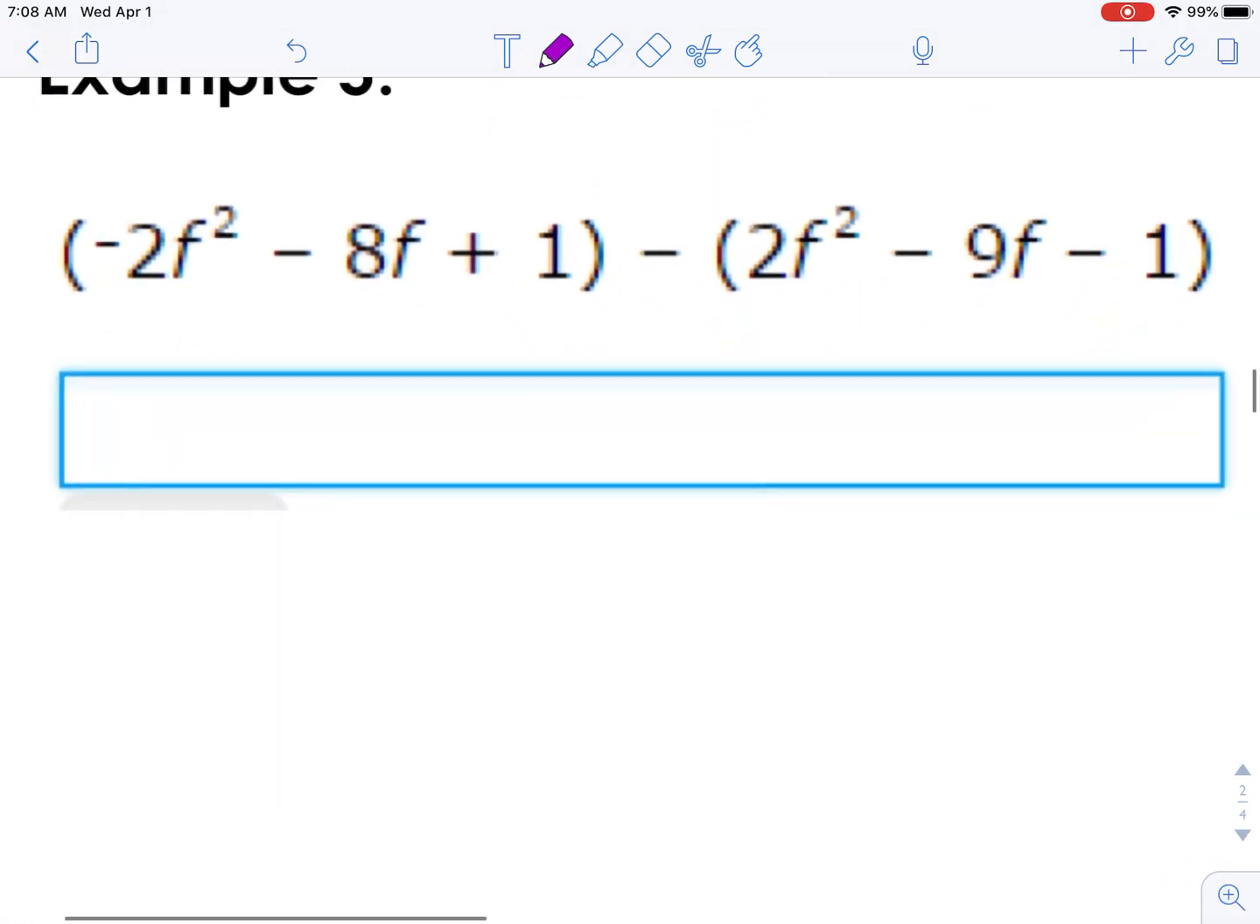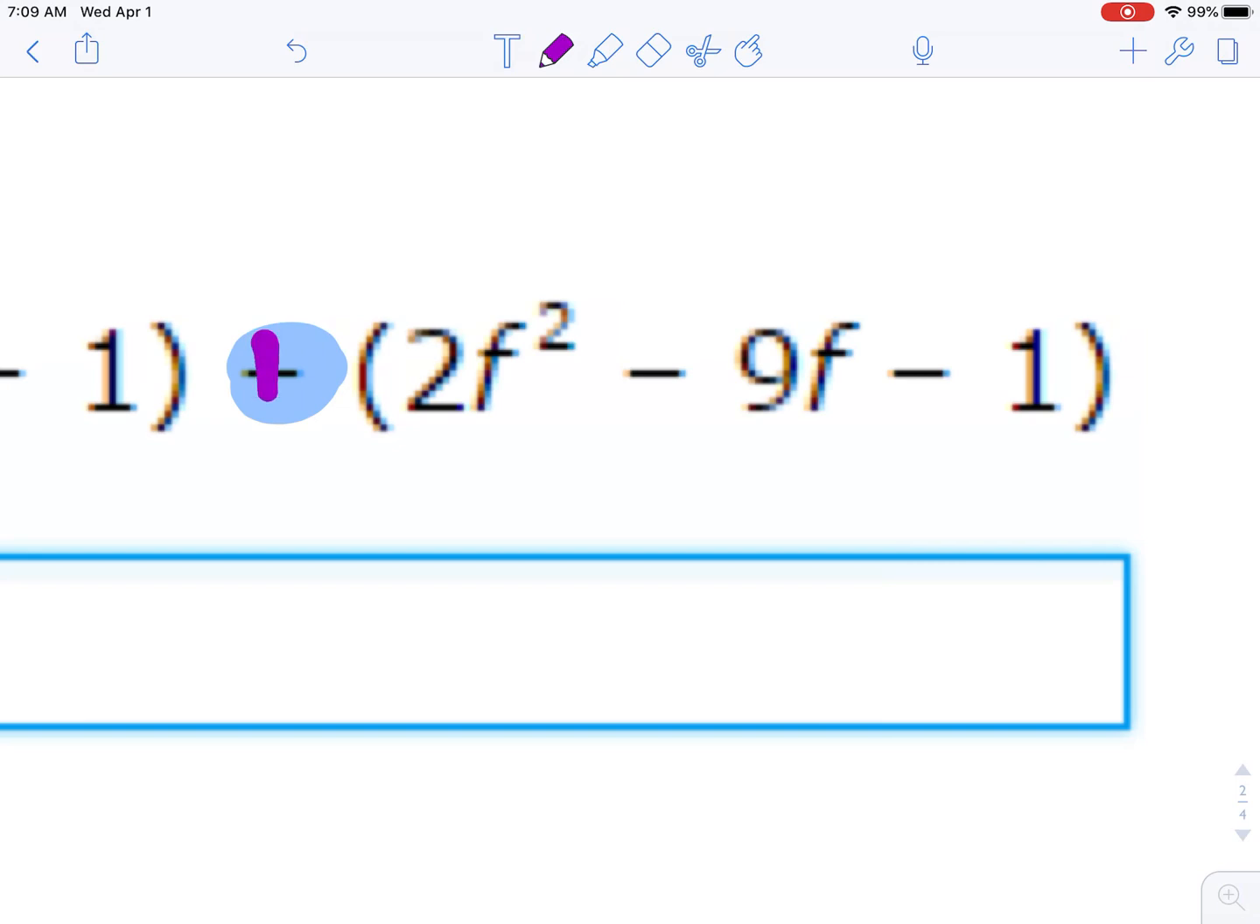Our last example has a subtraction sign, and if you remember, we're going to change that to a plus, and everything in the next parenthesis becomes opposite. So if that's a positive 2, it becomes a -2. If this is a -9, it will become a positive 9, and if this is a -1, it will become a positive 1.